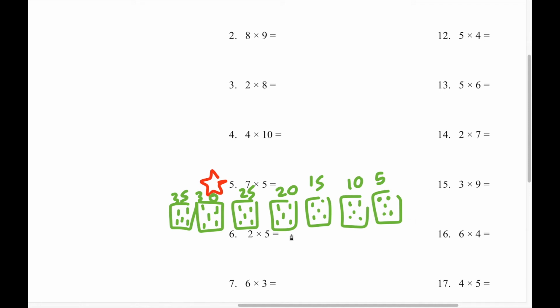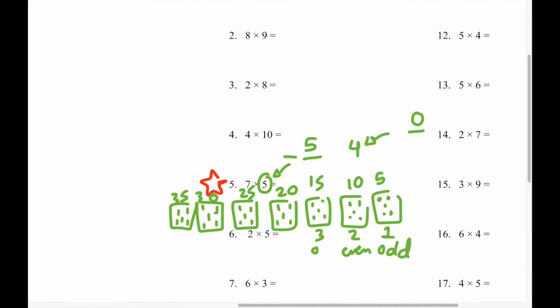Here's a rule about 5s. Basically, in 5s, every odd number that is being multiplied is always going to end with 5. And anything that's even, like for example 4, is always going to end with 0. So 5 times 1 is 5, 5 times 2 is 10, that's even.